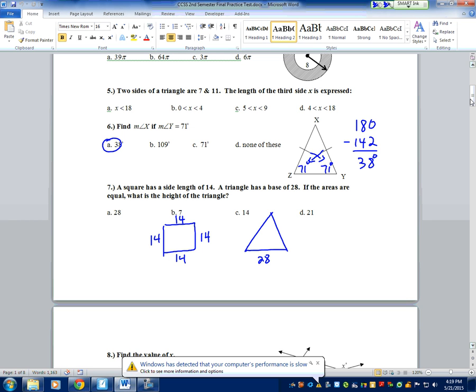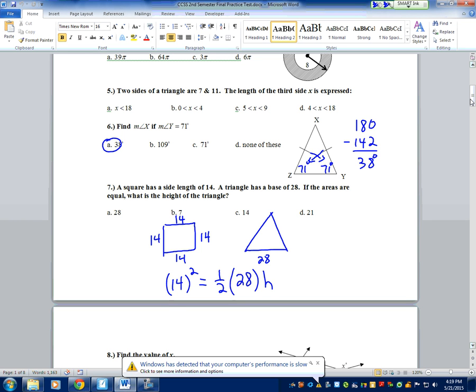Well, the area of the square is going to be side length 14 squared, and the area of the triangle we know to be 1/2 the base, which I happen to know, right? 28 times the height. So I end up with a little algebra problem. I just have to solve that for h.